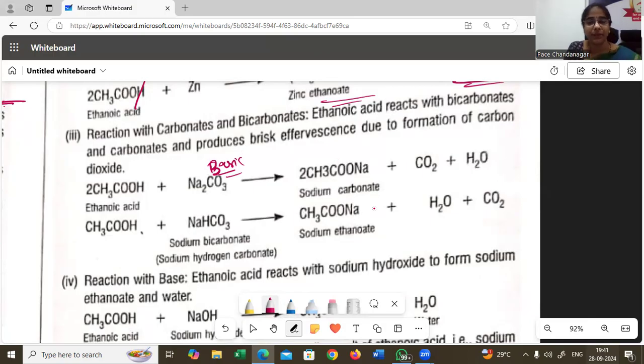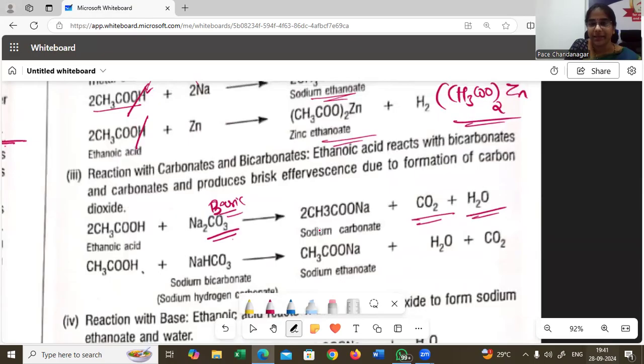So ethanoic acid with any carbonate will give me carbon dioxide. That's one tip we generally go with: whatever carbonate you take, you get carbon dioxide, salt and water. Now what is happening? Sodium gets displaced, the same as the metal displacement you saw earlier. You get CH3COONa, the same thing. This is CH3COO minus and H plus, because it is an acid, it gives hydrogen ion. So H plus comes out, CH3COO minus is left and Na plus.